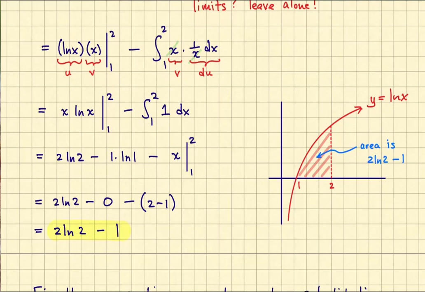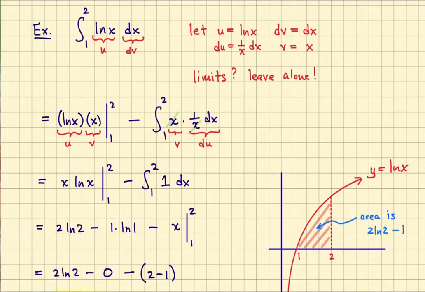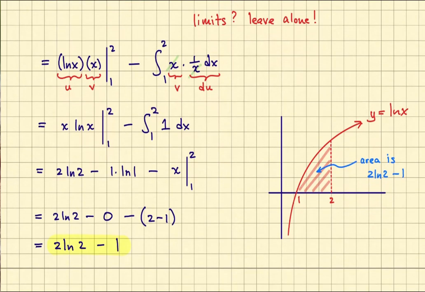And always keep in mind what the interpretation of this integral is. It says if you were to graph y equals ln of x, you will look at the area under the curve from 1 to 2, that the exact area under the curve is this value, 2 ln of 2 minus 1.